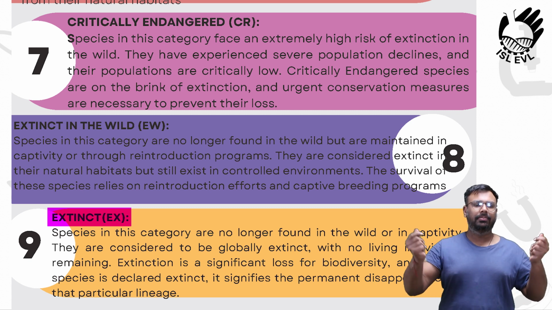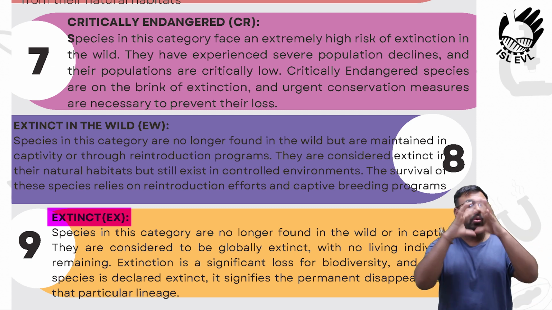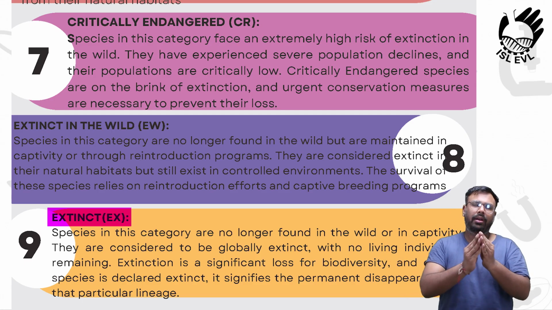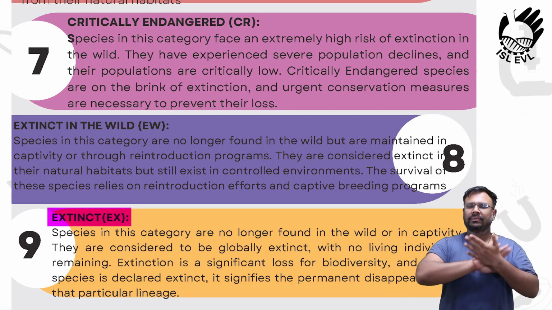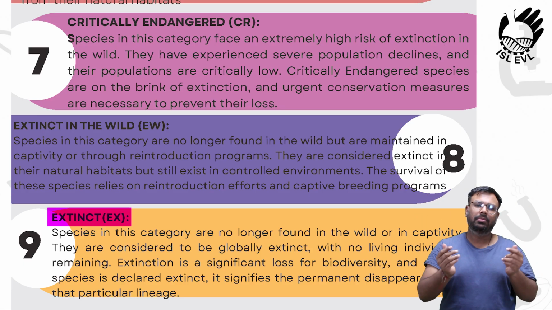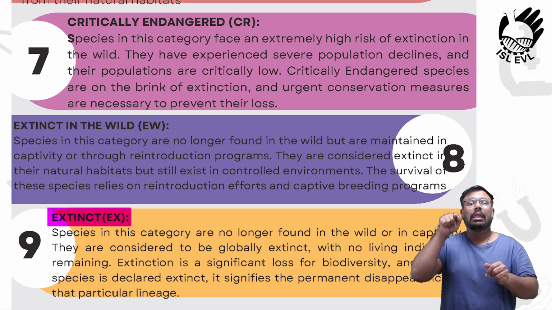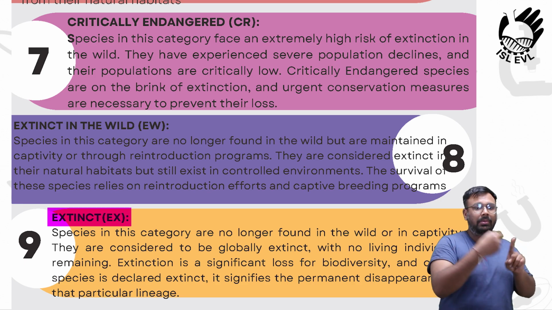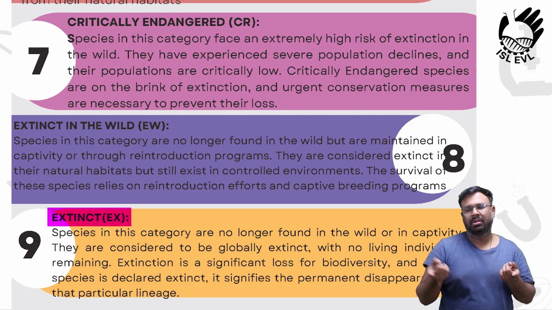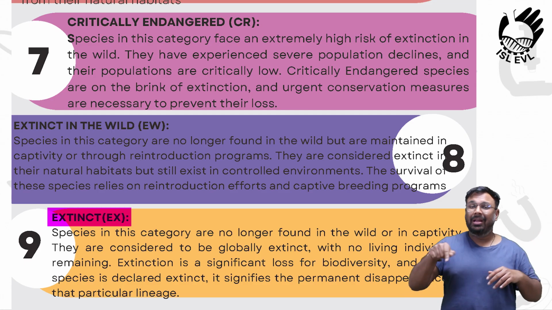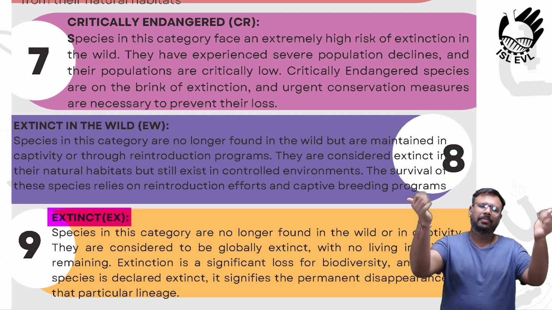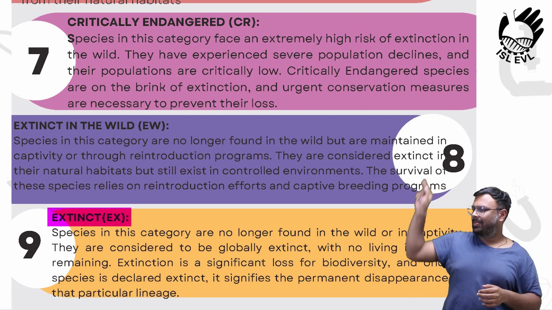Extinct, EX. Species in this category are no longer found in the wild or in captivity. They are considered to be globally extinct, with no living individuals remaining. Extinction is a significant loss for biodiversity, and once a species is declared extinct, it signifies the permanent disappearance of that particular lineage.